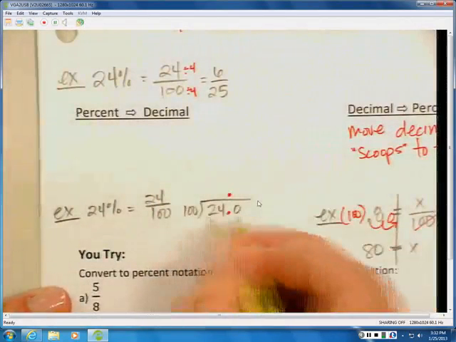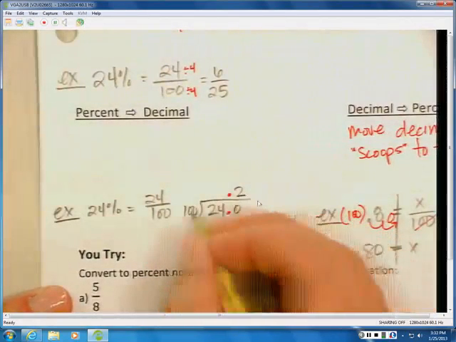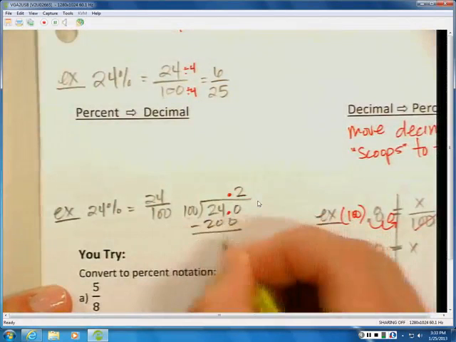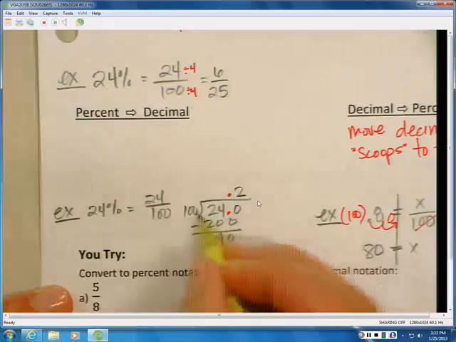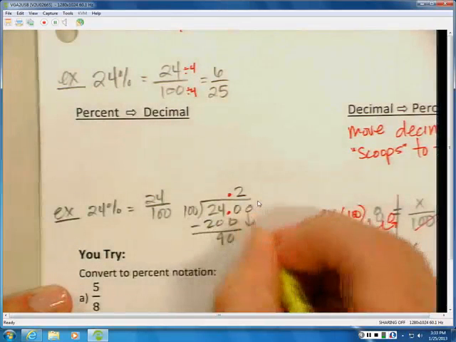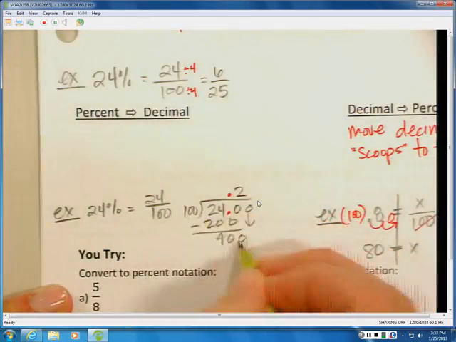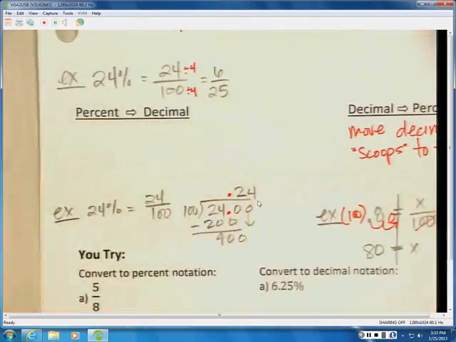100 does go into 240. It goes in twice. 2 times 100 is 200. We subtract and get 40. 100 does not go into 40, so I add another 0 and drop it down. 100 goes into 400 4 times.